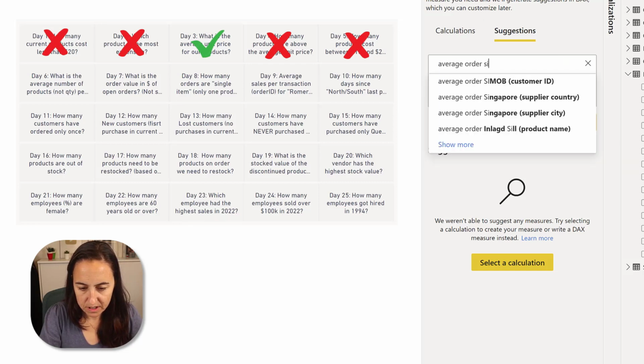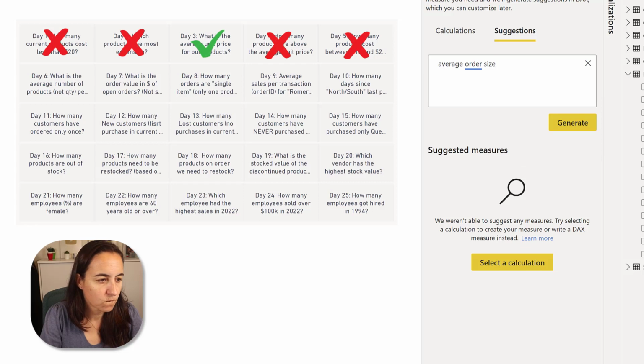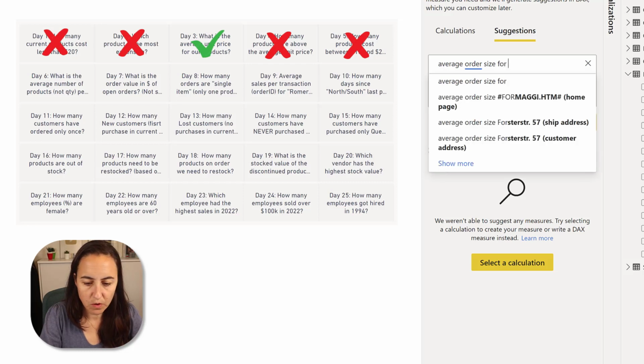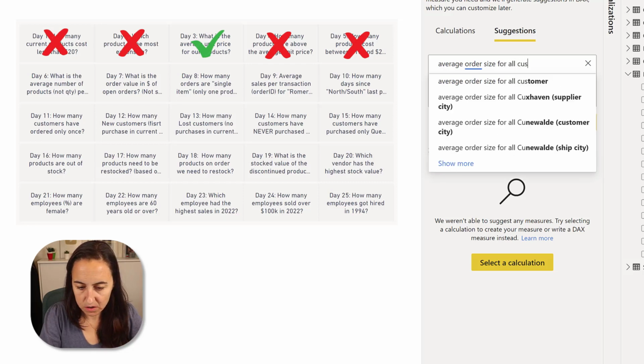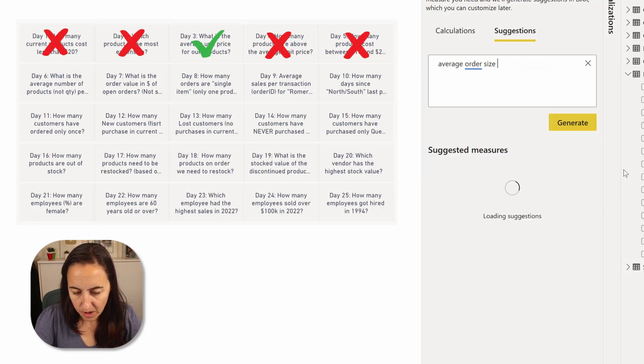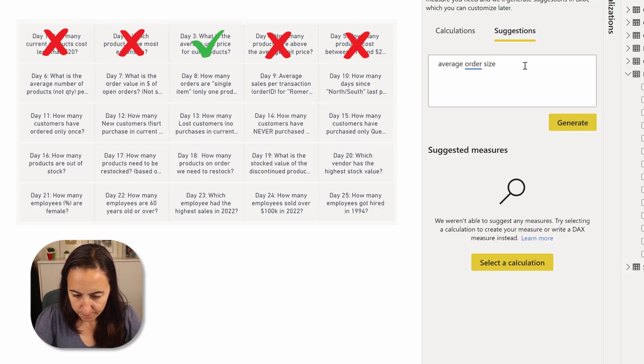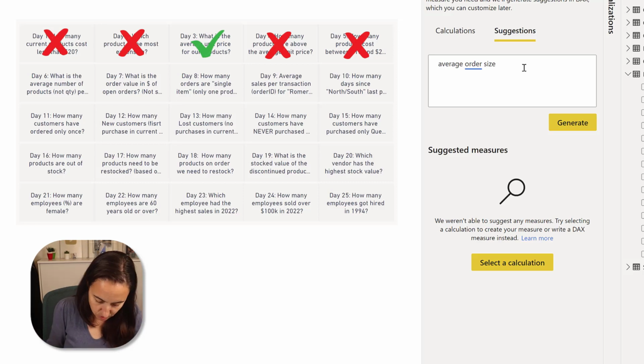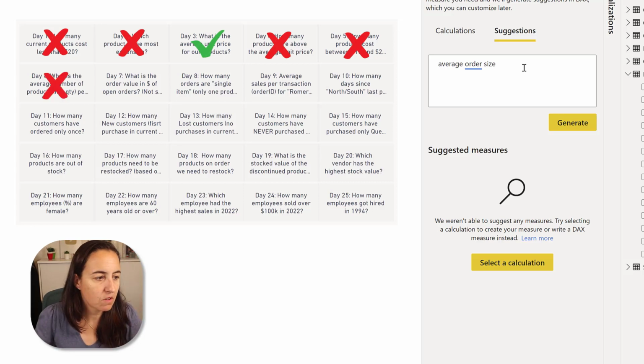6, what is the average order size? Average order size for all customers. Probably if I say it like that, it might do it. No. Okay, so if you don't get an average order size, we have no choice. The other one, 6, no.